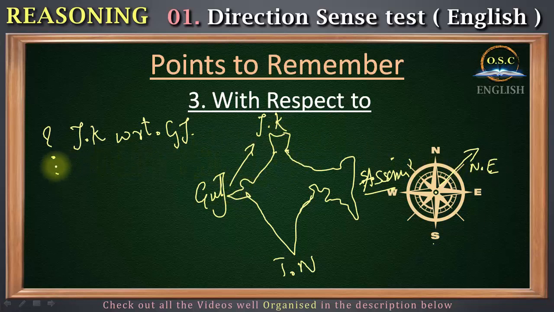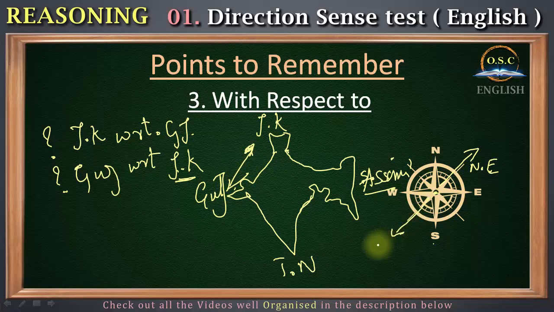And now tell me, in which direction is Gujarat with respect to Jammu and Kashmir? So what you need to do is take this first and place Jammu and Kashmir over here. So Gujarat is in this direction now, and this direction gives southwest. So Gujarat is in the southwest direction of Jammu and Kashmir. So do not get confused with it. Be careful whenever you get this term in the exam.